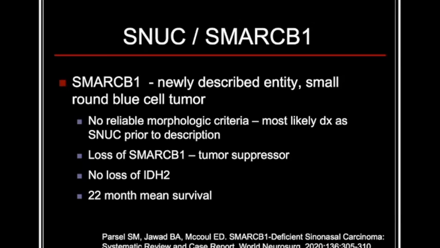Another thing that can look like SNUC but it's not is the SMARCB1 deficient tumor. It's a newly described entity. It's another small round blue cell tumor, and it has the loss of the SMARCB1, which is a tumor suppressor gene. There's no loss of IDH2, but it has a similar sort of survival curve as SNUCs with a 22-month mean survival.